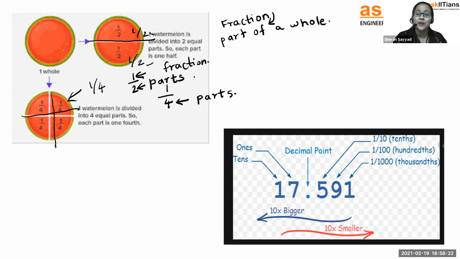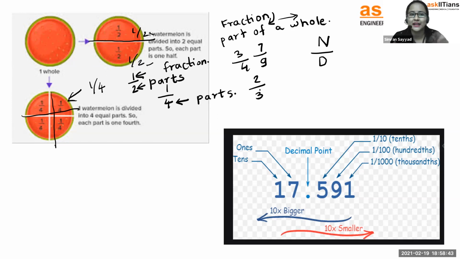One more important thing: when fractions come to your mind, you should always remember that it is numerator upon denominator. You'll be getting fractions like 3/4, 7/9, 2/3, anything. It is something upon something. Some students get confused.